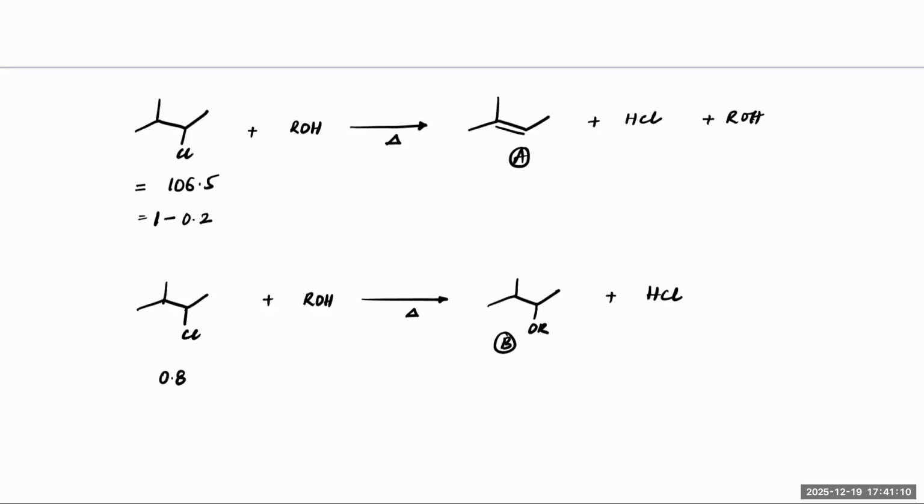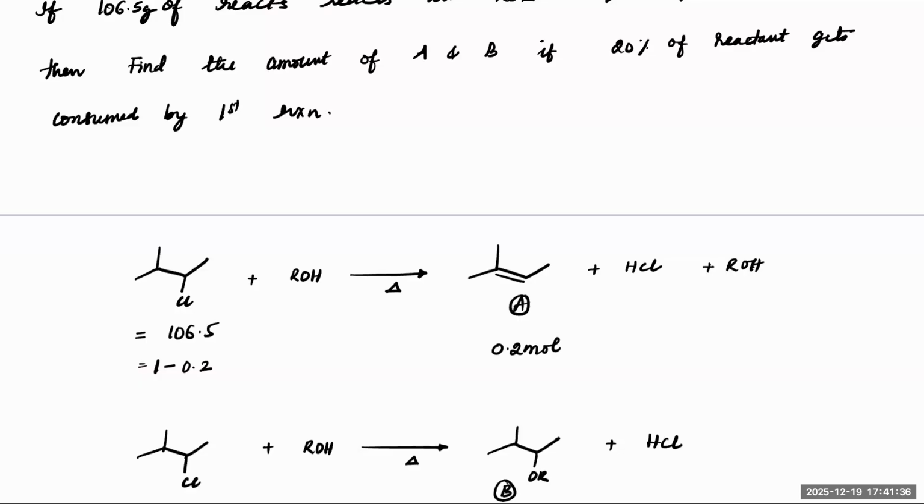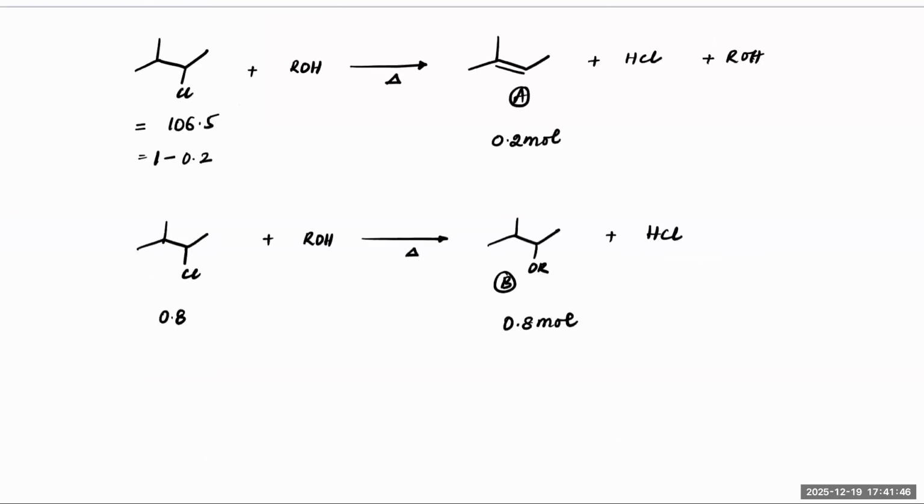So you have to get the product based on this. So check out. First we have 0.2 moles and 0.8 moles here. 0.8 moles means this is also forming 0.8 moles. So 0.2 moles of A and 0.8 moles of B. Correct. So I need to find out the amount of A, not B, the amount of A if 20% of this is reacted.